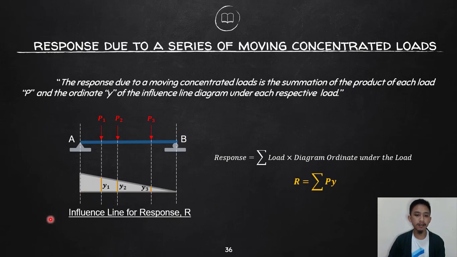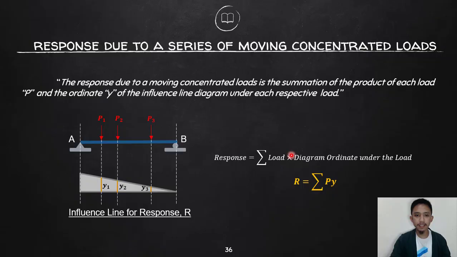Okay, by the way, we will just discuss this one as a general case. Your response could be anything. That's why I put there R. That could be a reaction, an internal shear, an internal moment, or in trusses, it could be an axial force, or it could be a deflection. So again, for any response, it is the same. All we need to do is draw the influence line of the response that we are after, then apply this concept in your series of moving concentrated loads, or just like a while ago in your UDL, uniformly distributed load.